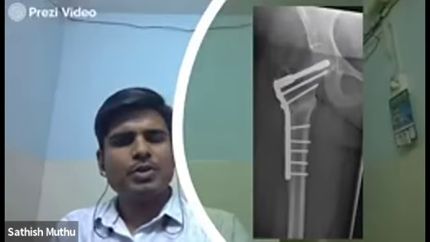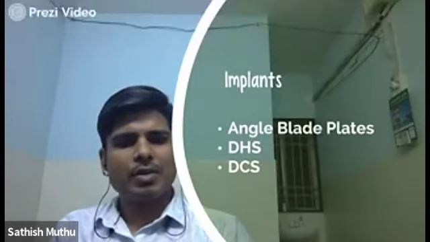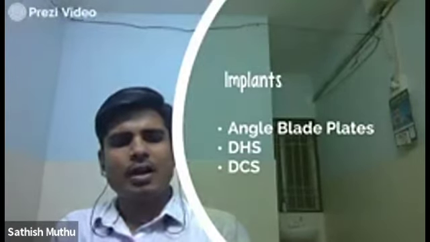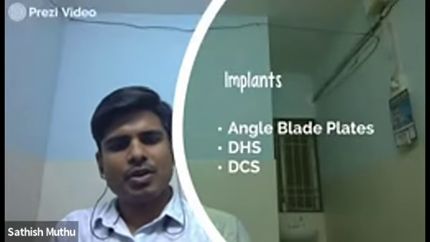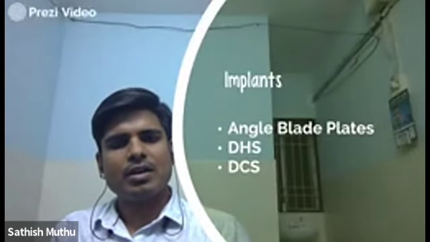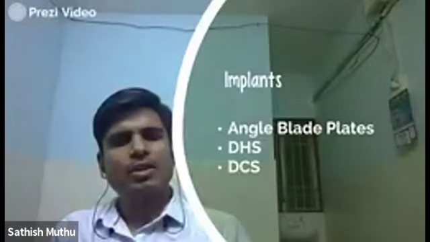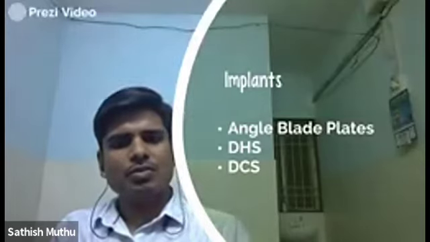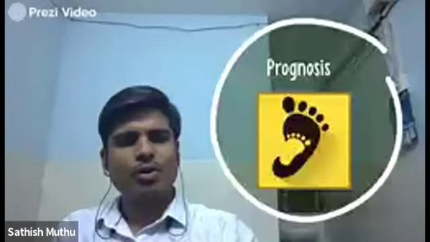And this is the post-op image showing union of the osteotomy and appropriate positioning of the implants after 6 months of the surgery. And these are the implants I was talking about. You have either an angle plate or DHS or DCS to fix these osteotomies. The ideal one which we conventionally use every day is DHS, and it has been shown in various papers that it is equally good as the angle plates, and the results are comparable with all the implants. So it is not the implant that is going to decide your outcome, it is the precision of the surgery which you do. Next, we have prognosis.